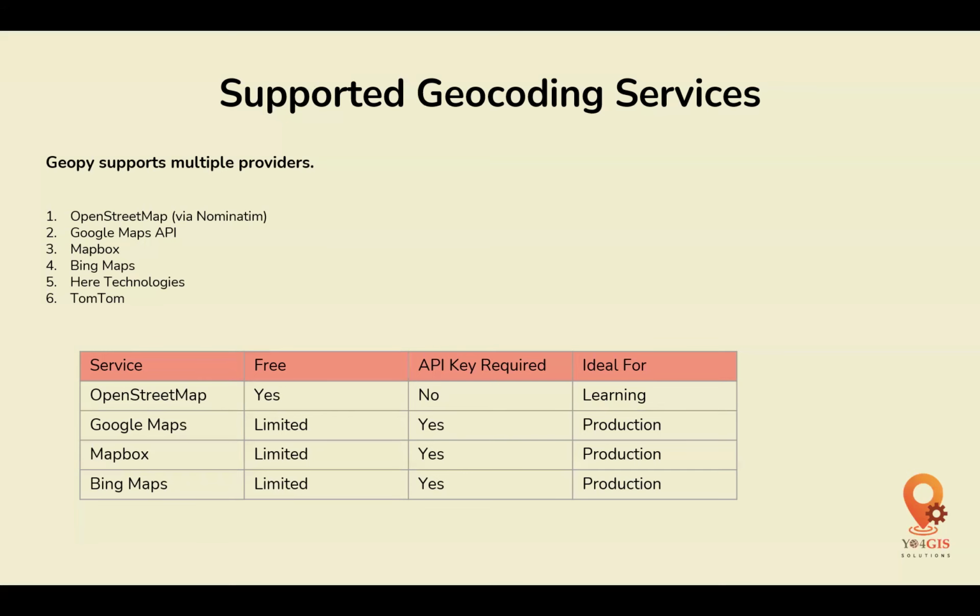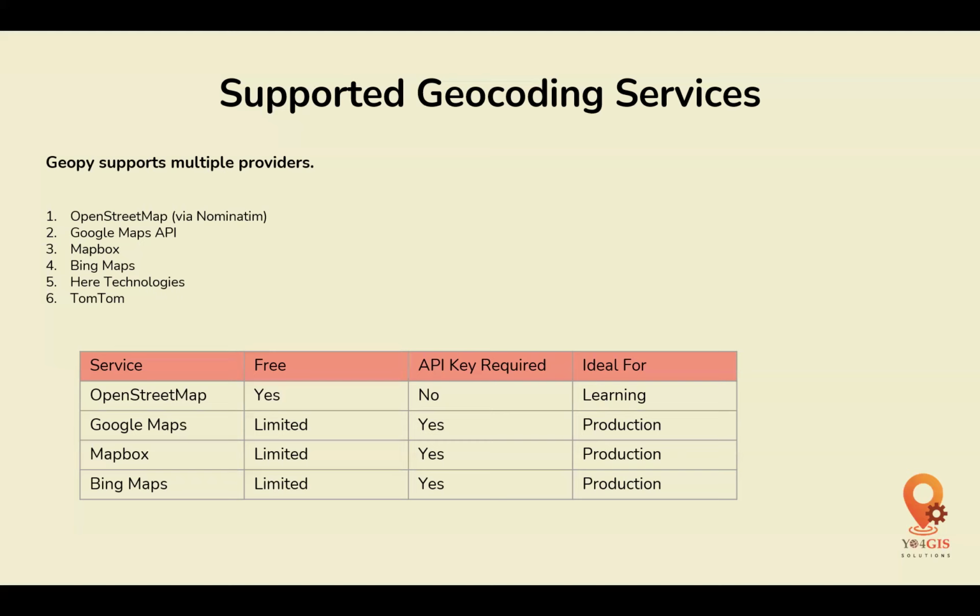The second thing is, for the learning purpose, whenever we are learning this library or geocoding or reverse geocoding, the OpenStreetMap OSM service is the best. And for the production purpose, let's suppose your client wants to implement something, then definitely we are going to implement it for production. So whenever we are going for production, what do we have to use?